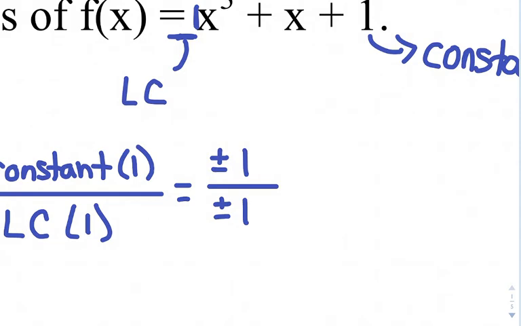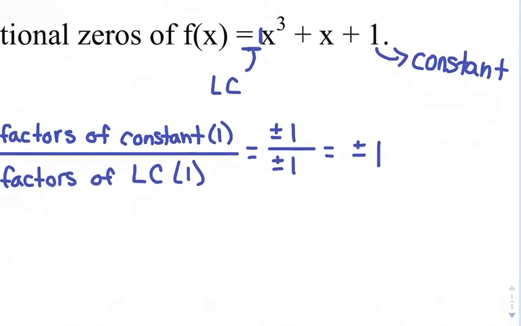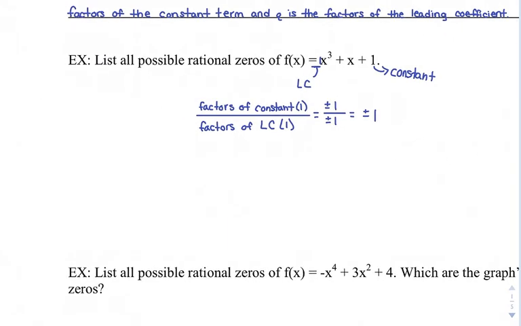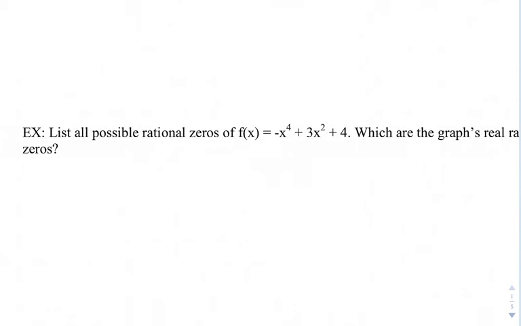So 1 divided by 1 is just 1, so all my possible rational zeros are either plus 1 or minus 1. And then to figure out what they are, what I would do is plug in 1 and do my synthetic division and see if my remainder is 0. And then I would also plug in negative 1 and see if my remainder is 0. Whatever one's 0 is a factor. If it's not a 0, then it's not a factor. So we're going to try that actually in this next example.